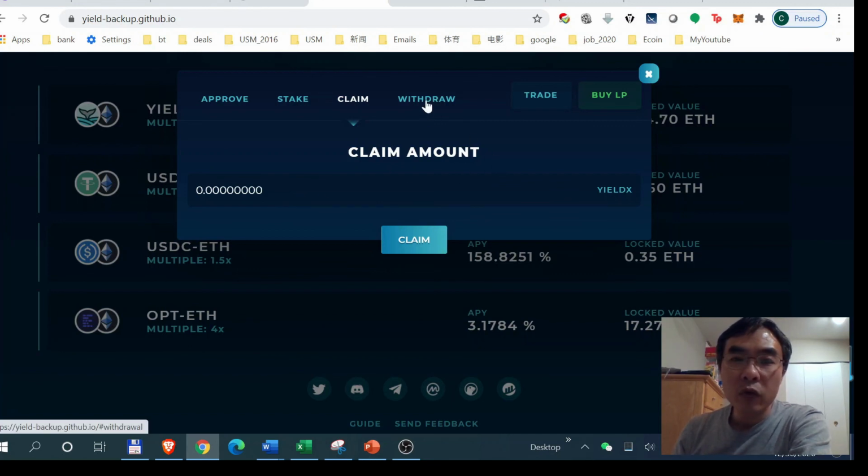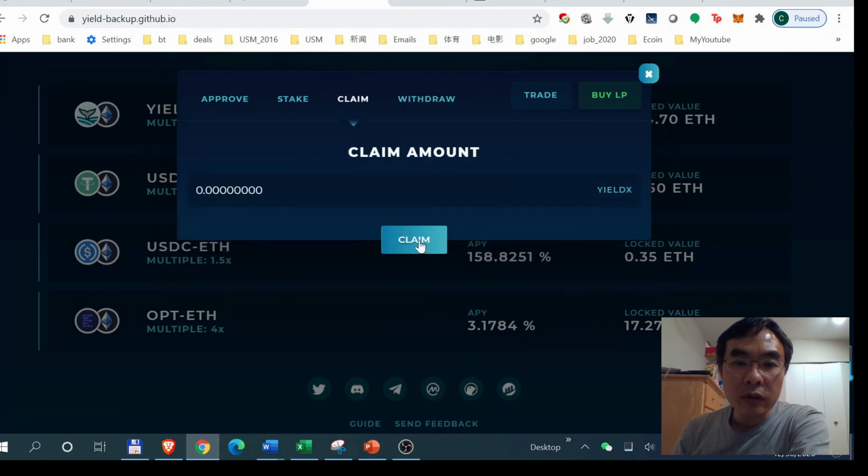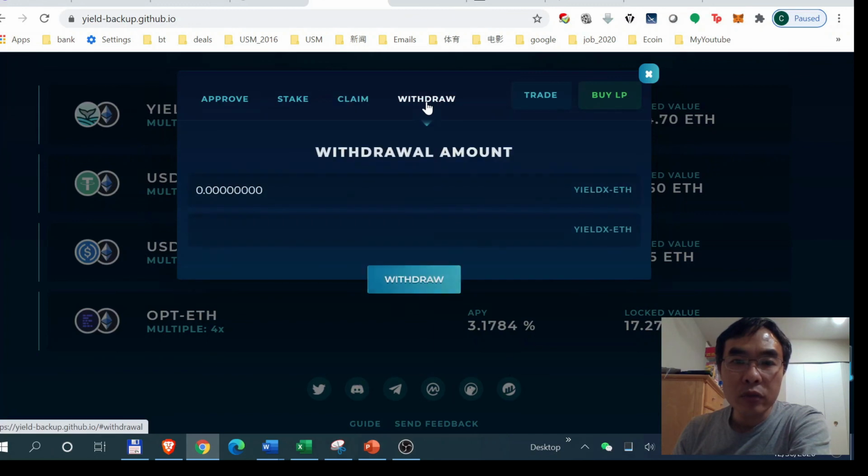So if you want to withdraw your reward, you can withdraw from here. Actually, to withdraw the interest, click this claim. This withdraw is to withdraw your LP token. So you can put in the number of LP tokens you want to withdraw, and then you withdraw it from here.